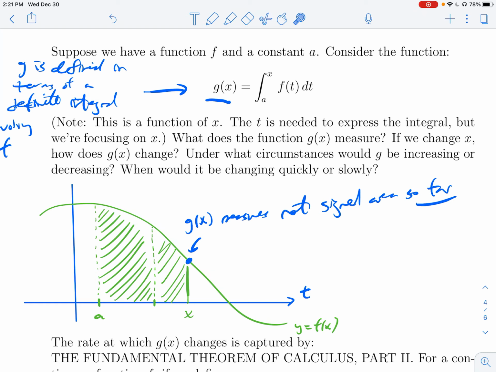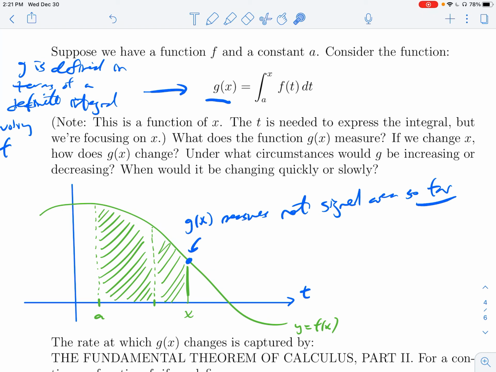So think about, when is G increasing? As I'm moving forward, I'm accumulating area. So G seems to be getting bigger and bigger. But then when I go over here, I'm losing area. So G seems to be increasing until I get here and then decreasing.